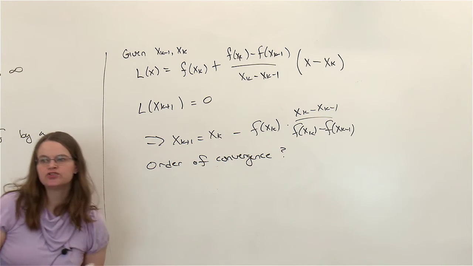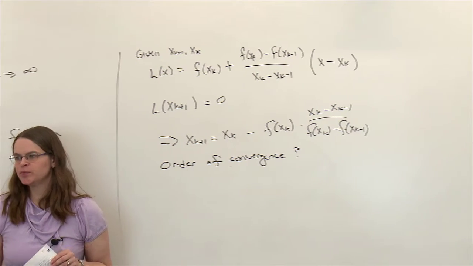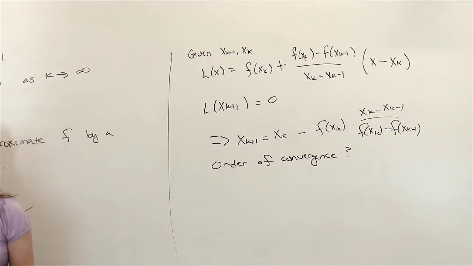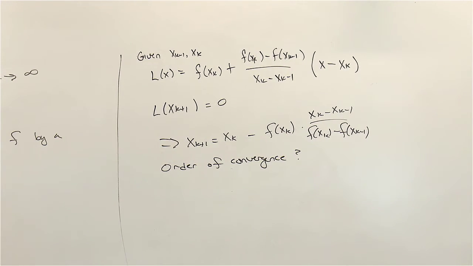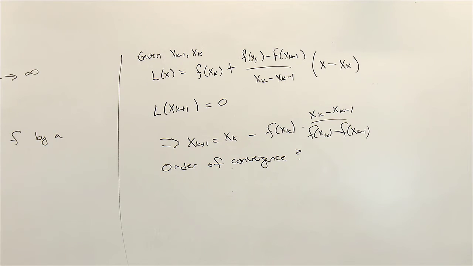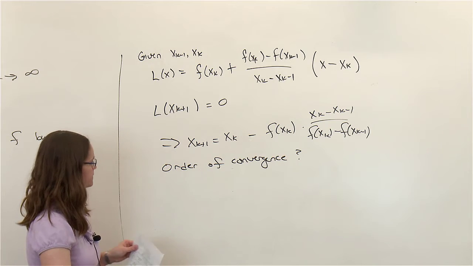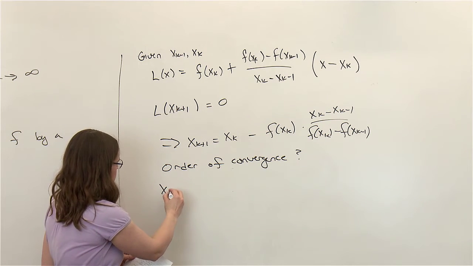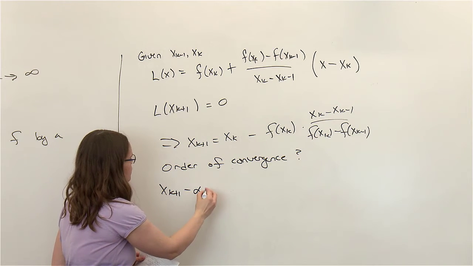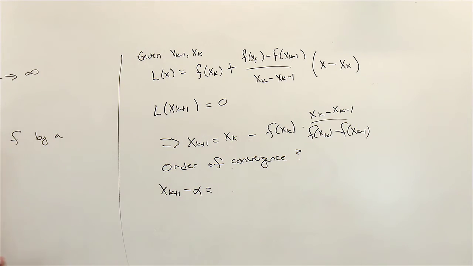So I think I'm going to do the order of convergence calculation here, but not the proof of convergence calculation. The proof of convergence calculation is exactly the same as it was for Newton's method. It's getting the order that's a little bit more work and kind of a little bit interesting. But we start the same. We start by saying, well, I need to know how this relates to my last guess.